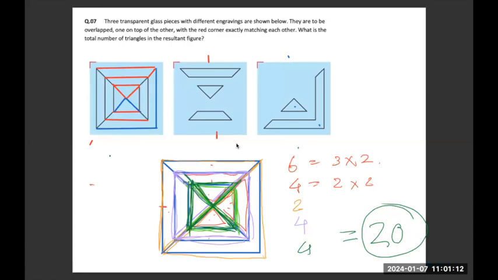So I took this, I'm just drawing it here. 1 triangle, second, third, and then fourth. So all the 4 triangles on all the 4 sides. Bigger ones.